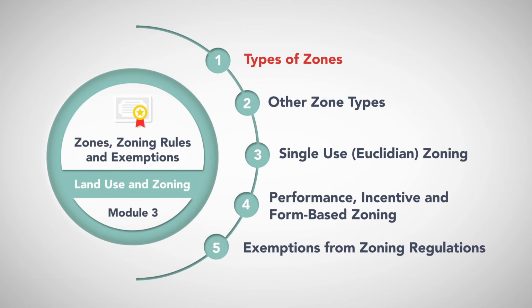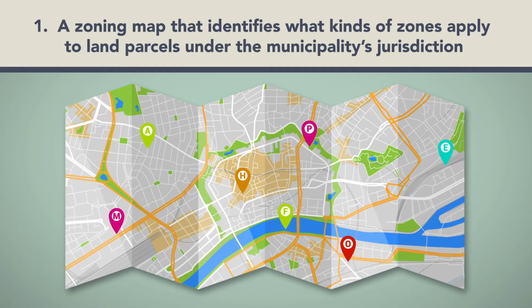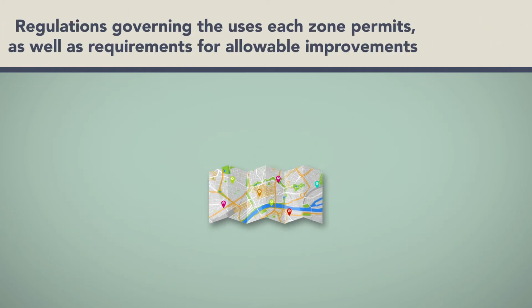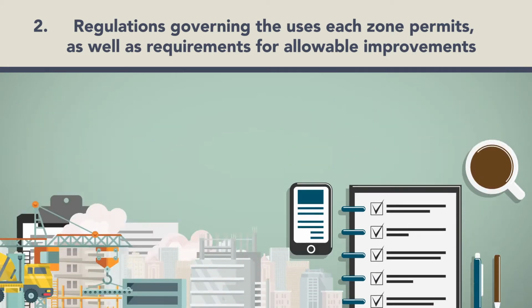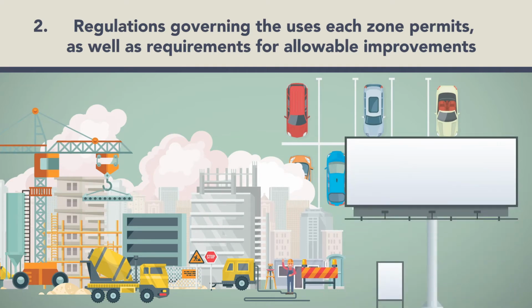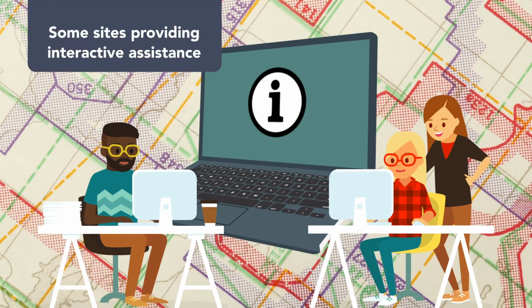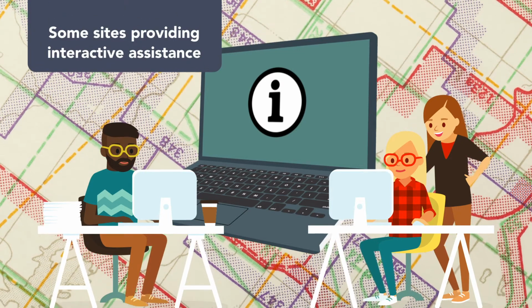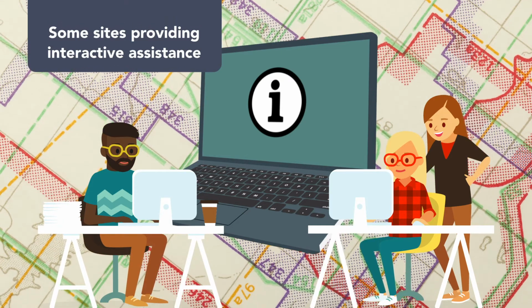Types of zones. Zoning laws ordinarily have two main components. 1. A zoning map that identifies what kinds of zones apply to land parcels under the municipality's jurisdiction. And 2. Regulations governing the uses each zone permits, as well as requirements for allowable improvements, such as buildings, parking lots, yards, and signs. Many systems of zoning rules are placed online by their municipalities, with some sites providing interactive assistance to visitors seeking to learn permitted uses and how to apply for property development licenses and permits.